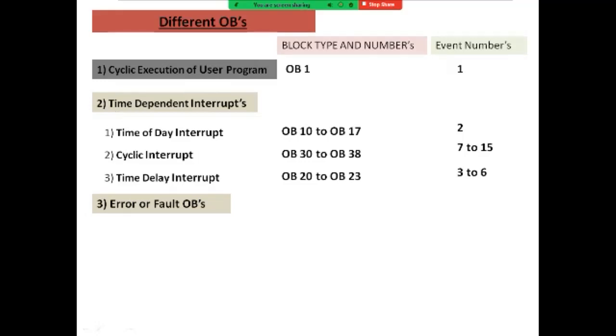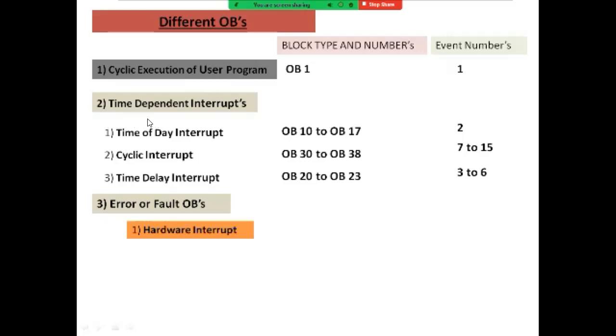If your CPU is not going to stop mode, I cannot find out what the error is. So your CPU remains in run mode in this case, but it will show the red SF LED, that is your system fault LED, displaying that there is an error on the CPU. So what are these types of errors?